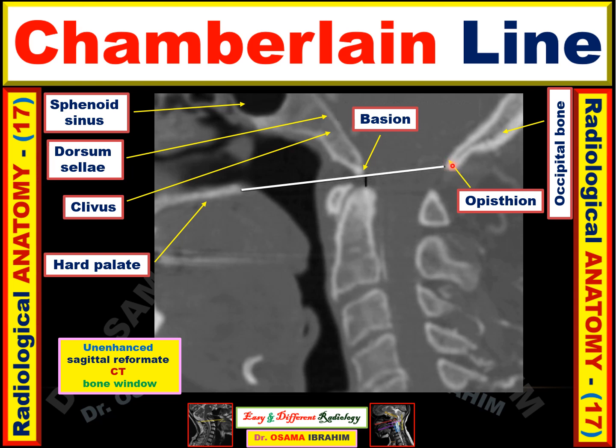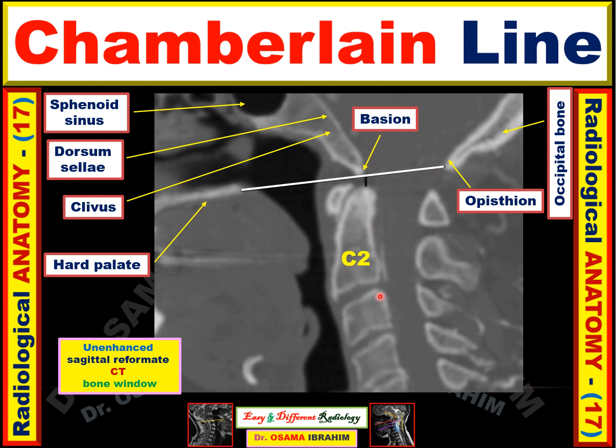So now the Chamberlain line is the line connecting the posterior edge of the hard palate and the opisthion, which represents the most inner and inferior part of the occipital bone, forming the foramen magnum with the basion. And the basion is the most inner and lower aspect of the clivus bone or the dorsum sellae.